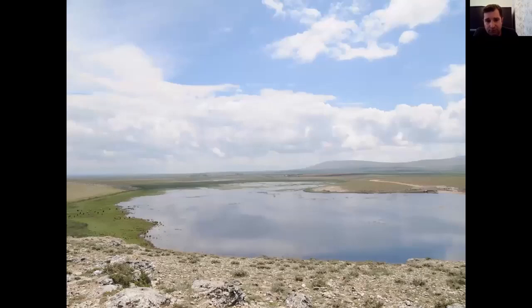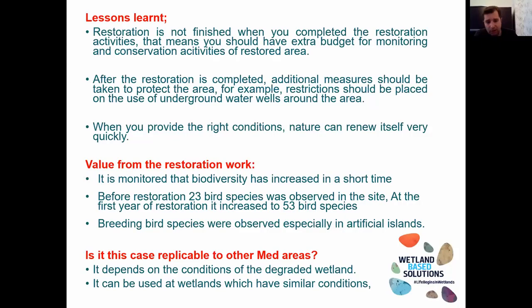Also, another picture of the area after restoration. So when we come to the lessons learned, what we have learned from this restoration is that restoration is not finished when you complete the restoration activities, because after restoration you need more care for the area, also more budget for monitoring and conservation activities. So when you finish the restoration, it doesn't mean that you finish your job.